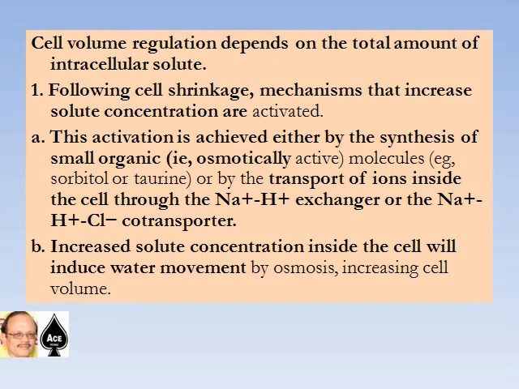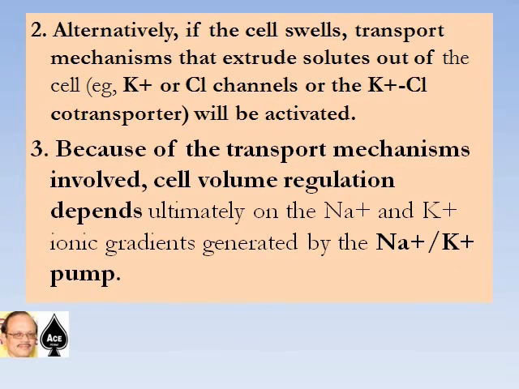Cell volume regulation depends on the total amount of intracellular solute. Following cell shrinkage, mechanisms that increase solute concentration are activated. This activation is achieved either by synthesis of smaller organic molecules, that is osmotically active molecules like sorbitol or taurine, or by transport of ions inside the cell through the sodium hydrogen exchanger or the sodium potassium chloride co-transporter. Increasing the solute concentration inside the cell will induce water movement by osmosis and increase cell volume. This happens during cell shrinkage.